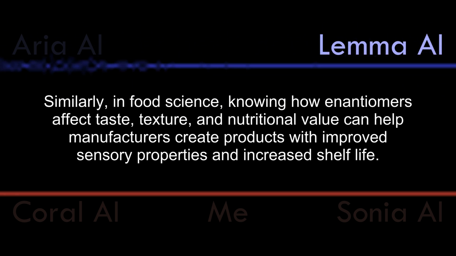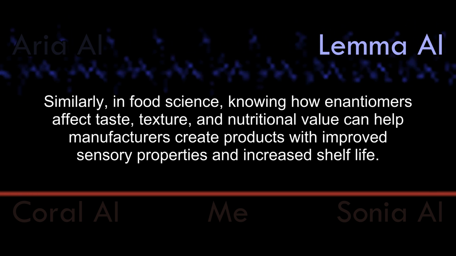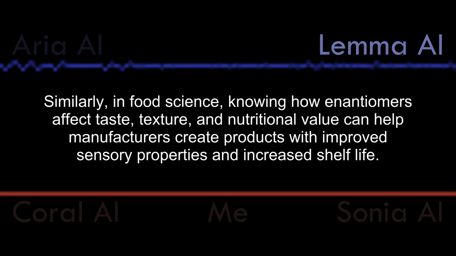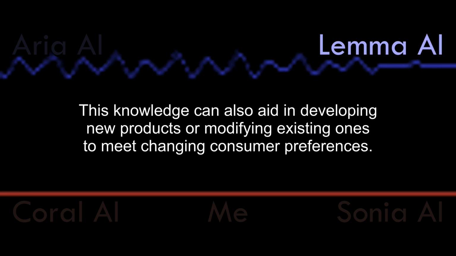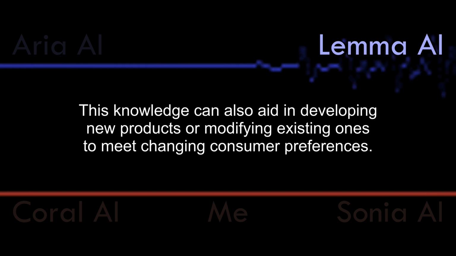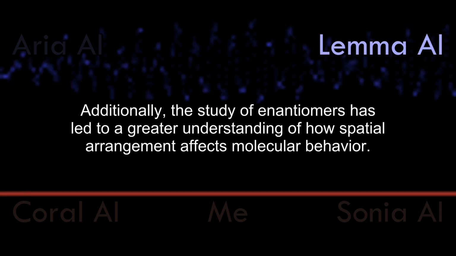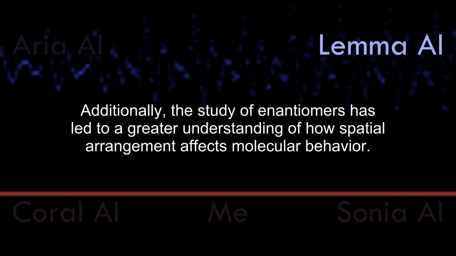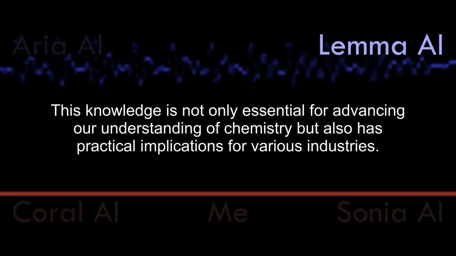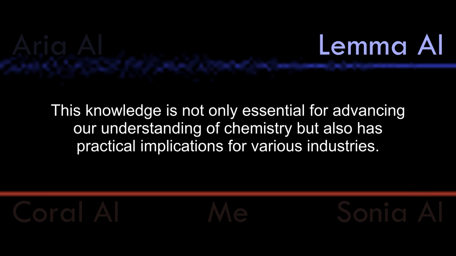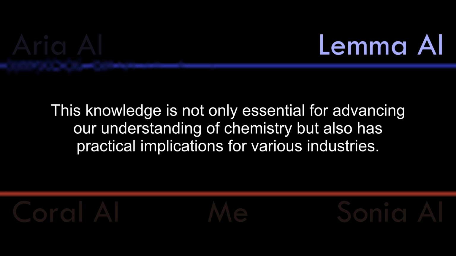Similarly, in food science, knowing how enantiomers affect taste, texture, and nutritional value can help manufacturers create products with improved sensory properties and increased shelf life. This knowledge can also aid in developing new products or modifying existing ones to meet changing consumer preferences. Additionally, the study of enantiomers has led to a greater understanding of how spatial arrangement affects molecular behavior. This knowledge is not only essential for advancing our understanding of chemistry, but also has practical implications for various industries.